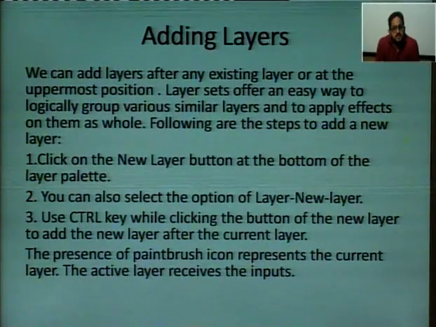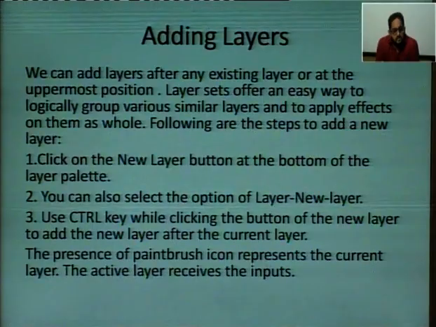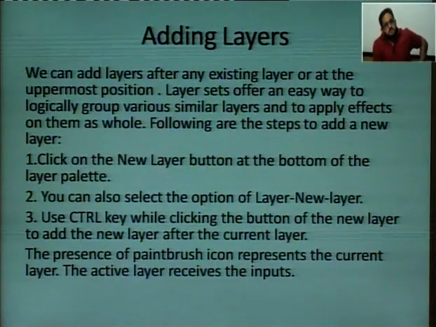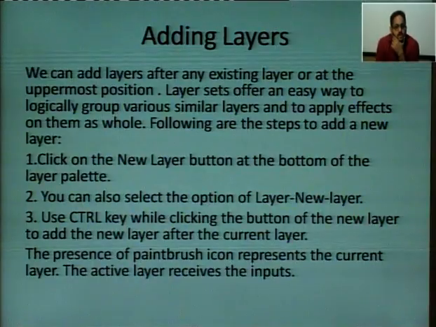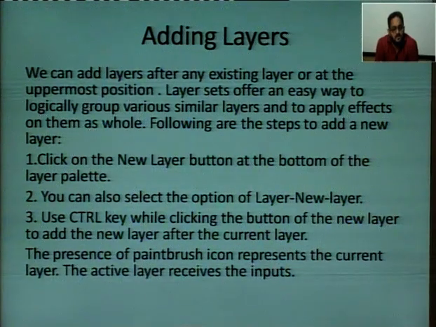Now following are the steps to add a new layer. Click the New Layer button at the bottom of the layer palette. You can also select the option of New Layer from the layer menu. Use the Ctrl key while you click the button to add the new layer after the current layer. The presence of a paintbrush icon represents the current layer.